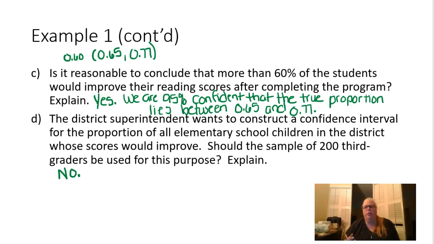Also, we have to take into consideration that there's different age groups in these different categories or these different grades. And let's say a 6th grader is more likely to have a higher reading level than a 1st grader. And the 6th grader, while they have a higher reading level, may not show as much improvement as maybe a 1st grader would. So in short, no, this is not a good idea to contain just the 3rd graders to write a confidence interval for all elementary school children, because our sample has 3rd graders only.